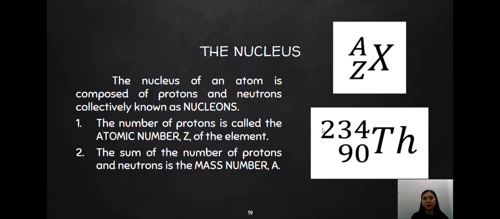Now, what does the mass number tell you? The mass number is actually the sum of the number of protons and neutrons in your particular element. So your nucleons is the mass number, your protons is the atomic number. Such that, kunyari, if I ask you how many protons does thorium have? You should already know that the atomic number is the number of protons, so that will be 90. And if I ask you how many nucleons does thorium have, you look at the mass number, and that's going to be 234.